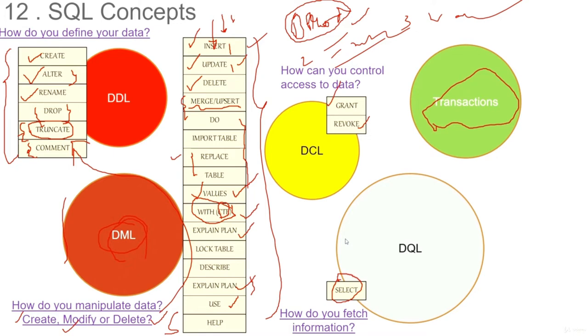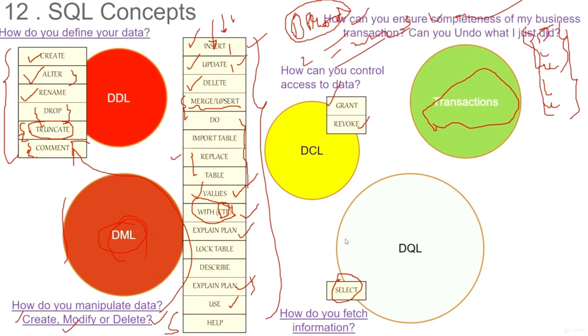So let's say you have a block of code here. Here you're deleting some data, then inserting some data, then updating some data, then again inserting some data, and then updating some data. You want to make sure that this entire code is done completely or not at all. That's where you use transactions. Or you realize that you just deleted a record by mistake and you want to undo it. That's where your transaction statements come into the picture.